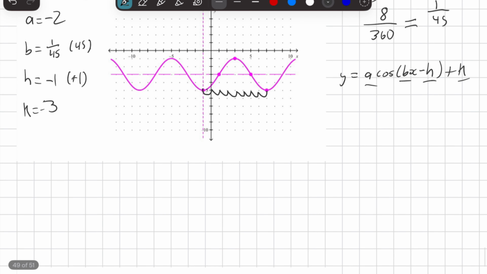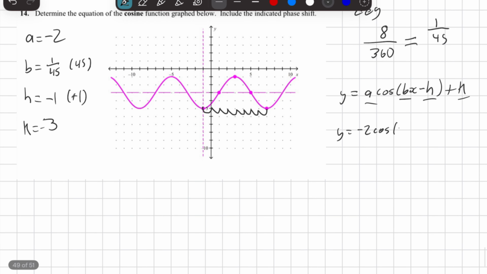So now we can fill everything in. Y equals negative 2 cosine, and then we do our b value, which is going to be 45, x, and then negative 1, so plus 1.